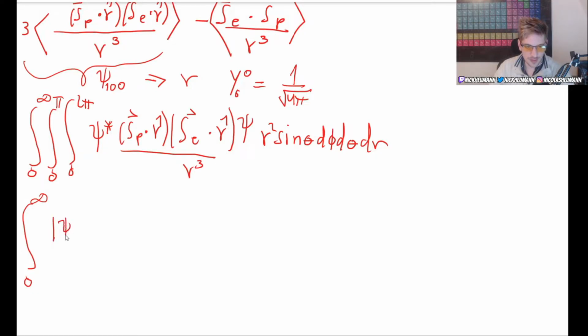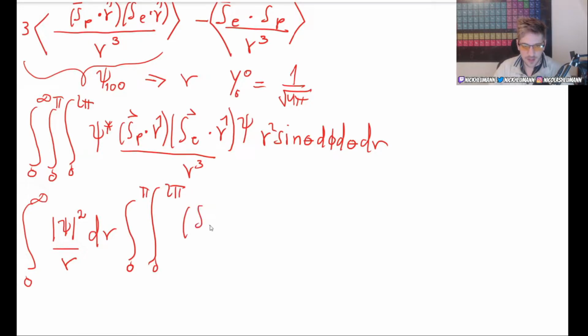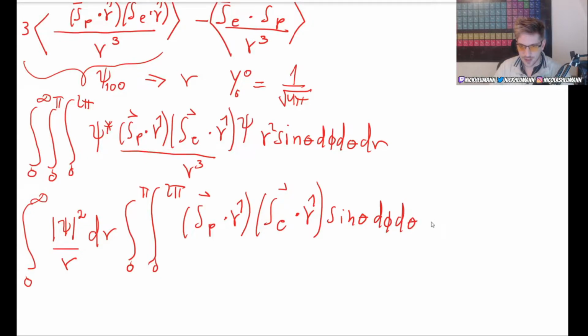So we get the modulus squared of the wave function divided by r dr. Nothing else depends on r. This r hat does not depend on r either. It might look confusing, but that's just a constant vector, so it doesn't depend on r. And then we still have the integral from 0 to pi, from 0 to 2 pi, and then we have S_p dot r hat and S_e dot r hat. And of course, sine theta, d phi, d theta.